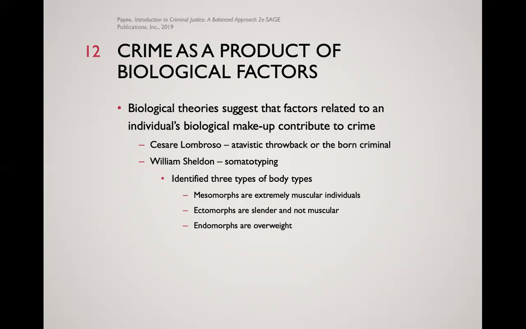And endomorphs are overweight. Sheldon found that mesomorphs were extremely muscular, and they were also the ones committing more crime. One of the reasons he found this was because he researched in prisons, where back in the day, one of the only things prisoners had to do was work out. So a large majority of people in prison, for self-protection and entertainment, either were mesomorphs to begin with or turned themselves into mesomorphs, essentially by putting on more muscle, so in case they got into a fight in prison, they could try and hold their own. But that's what William Sheldon identified.